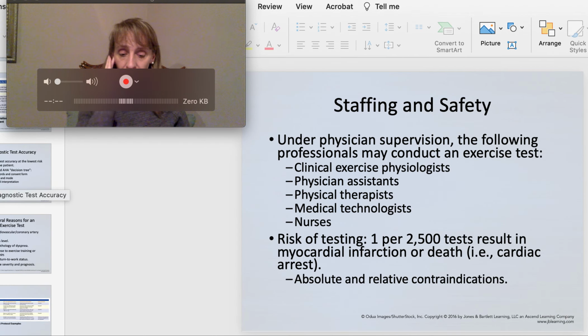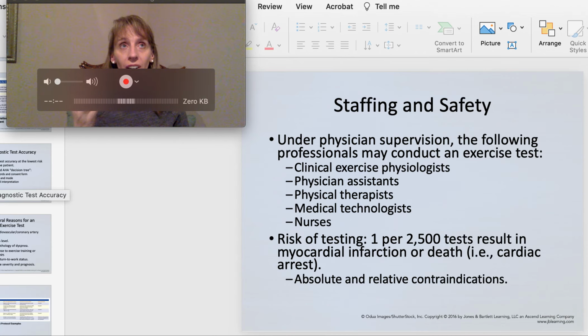Who can run a stress test? And this is interesting because there seems to be a lot of the population that is a little skeptical about this, but under physician supervision, any of the following professionals can conduct a GXT, a treadmill stress test. Clinical exercise physiologist, so that word clinical oftentimes denotes a master's level, not always, but commonly. Physical therapists, medical technologists, nurses, those are your common ones.